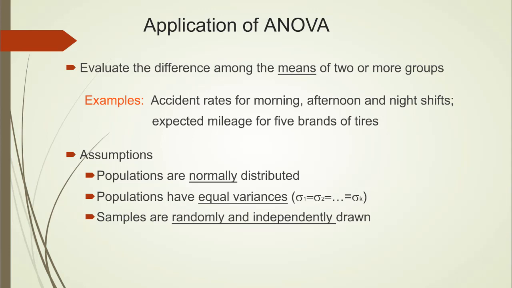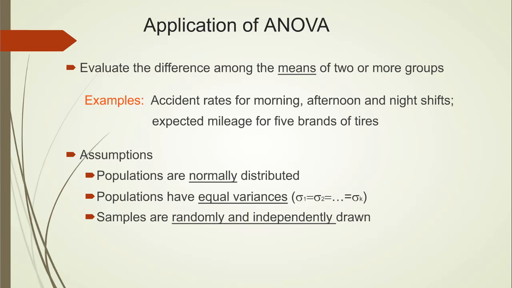ANOVA is mostly used to evaluate the difference among means of 2 or more groups. Some examples include to compare accident rates for morning, afternoon, and night shifts. Or maybe we can compare the expected mileage from 5 different brands of tires. ANOVA works especially well for multiple mean comparison, based on several assumptions we make.